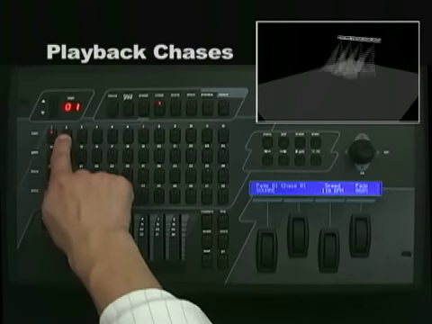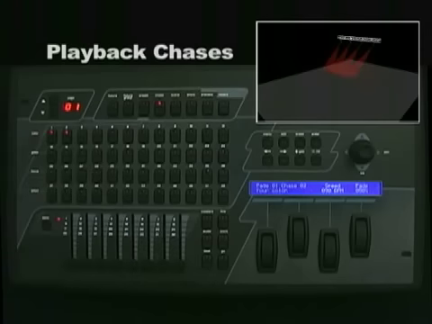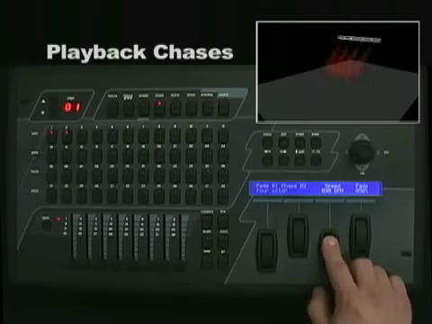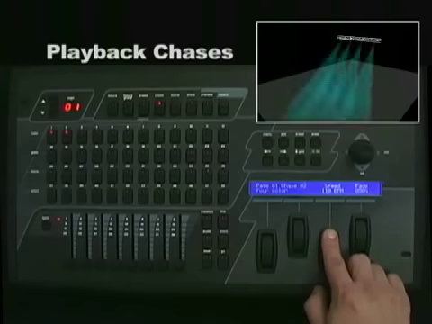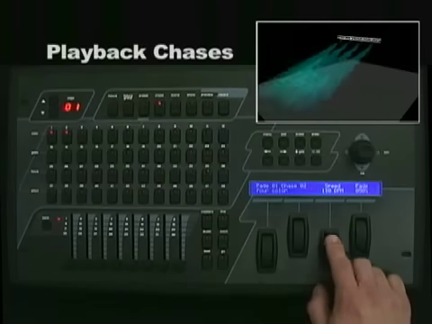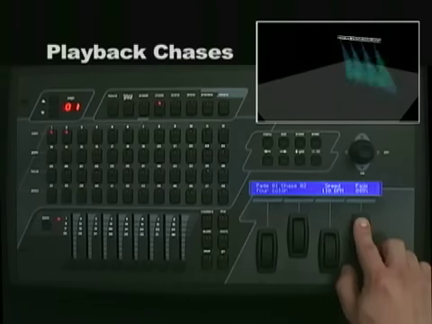We can select another chase which incorporates different channels. As you can see here, now our color chase and our square chase are running together. At this point in time, we can use data wheel 3 to adjust the speed for the color chase, and data wheel 4 to adjust the fade time between chase steps.